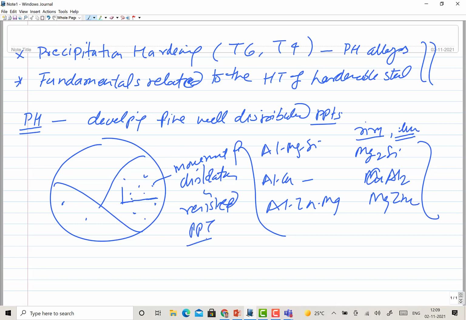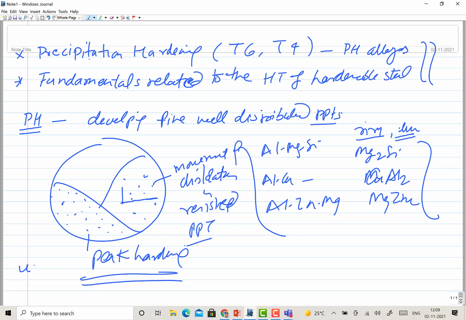these fine precipitates. So when these are fine and well distributed, they are more effectively able to check or stop the movement of dislocations. So they are able to resist the deformation, which in turn helps to increase the strength. That's the logic. So this is what happens when the precipitation is of the desired type, which means the peak hardening state has been realized.